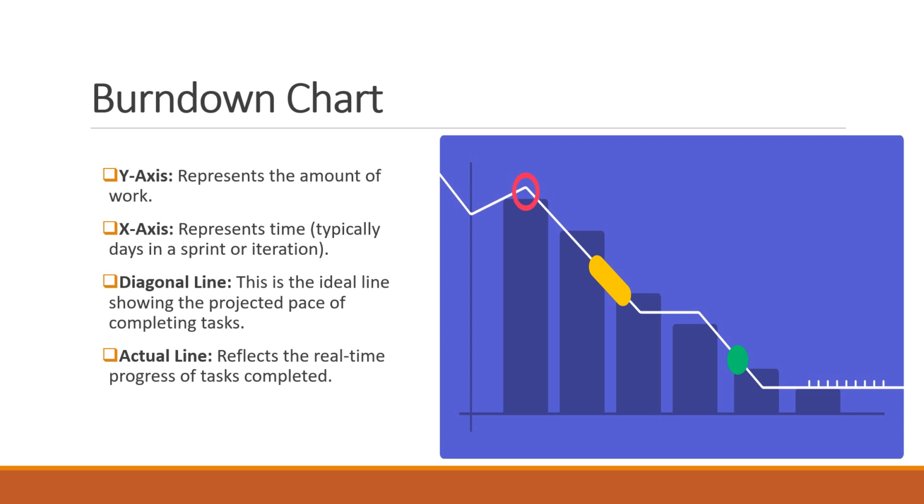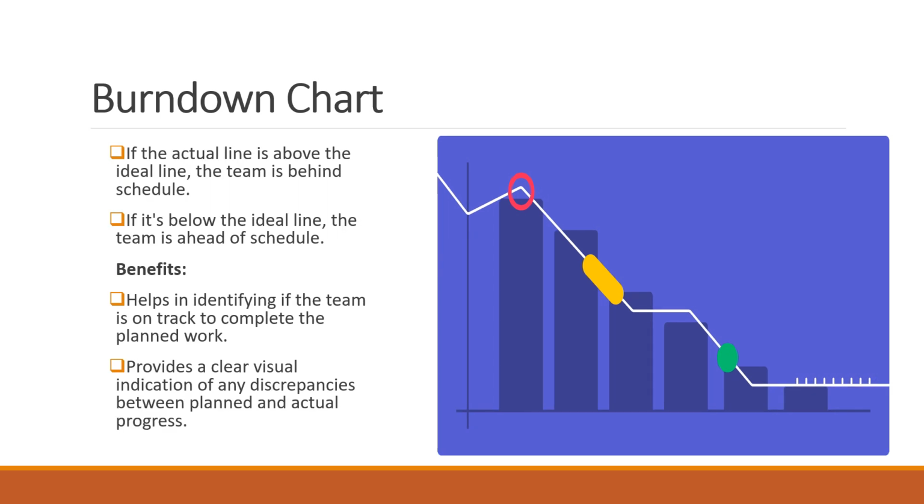And what are the key components of burn down charts? The key components are the y-axis, which represents the amount of work; the x-axis, which represents time, typically days in a sprint or iteration; the diagonal line, which is the ideal line showing the projected pace of completing tasks; and the actual line, which reflects the real-time progress of tasks completed.